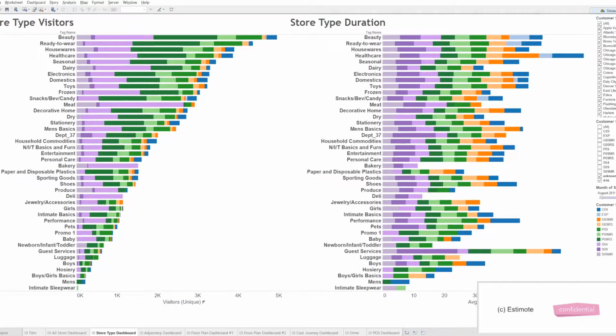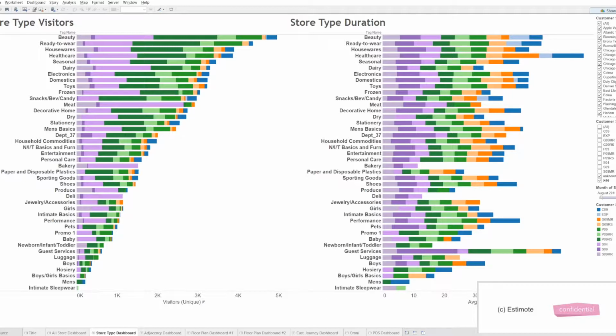Our second dashboard focuses on comparing performance across store types. The graph on the left represents the total visits to each individual adjacency, while the mirrored chart on the right contains information on the average dwell time. The color of the bars represent the store types, where the shades of purple represent the S-type stores, the shades of green, the P-type stores, the shades of orange, the G-type stores, and blue representing experiential as well as C-type stores.